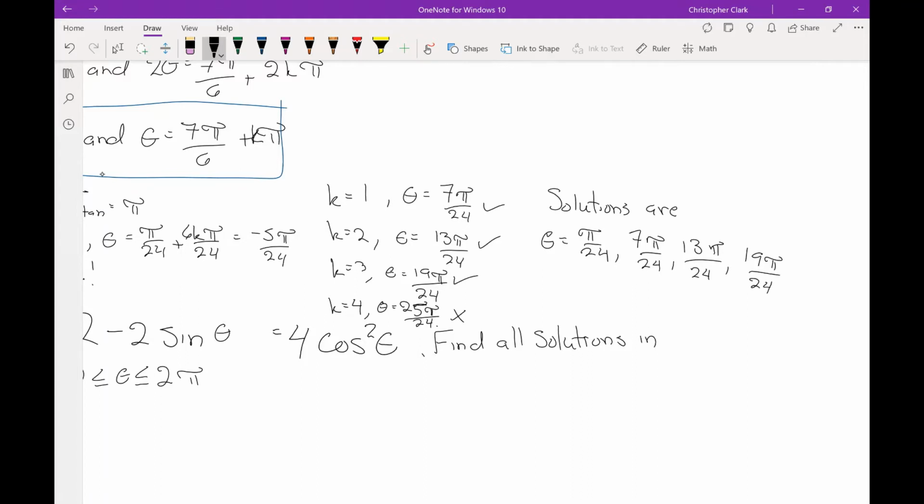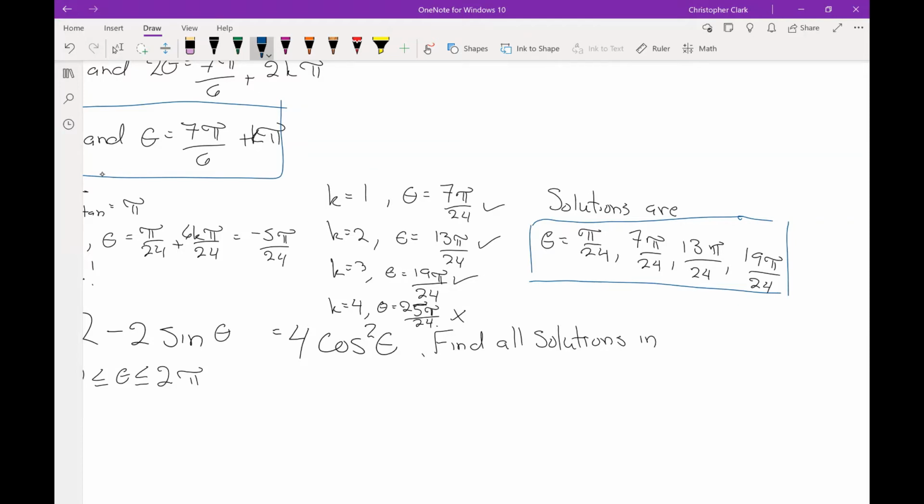And if we were to keep going, if it were 0 to 2 pi, then you would end up with 25 pi over 24, 31 pi over 24, 37 pi over 24, and so on and so forth, until you ended up with something greater than 48 pi over 24, and then you'd be out of bounds. So yeah, 25, 31, 37, 43, you're good there. And then 43 plus 6, you'd end up at 49. You're in trouble. You've gone too far.